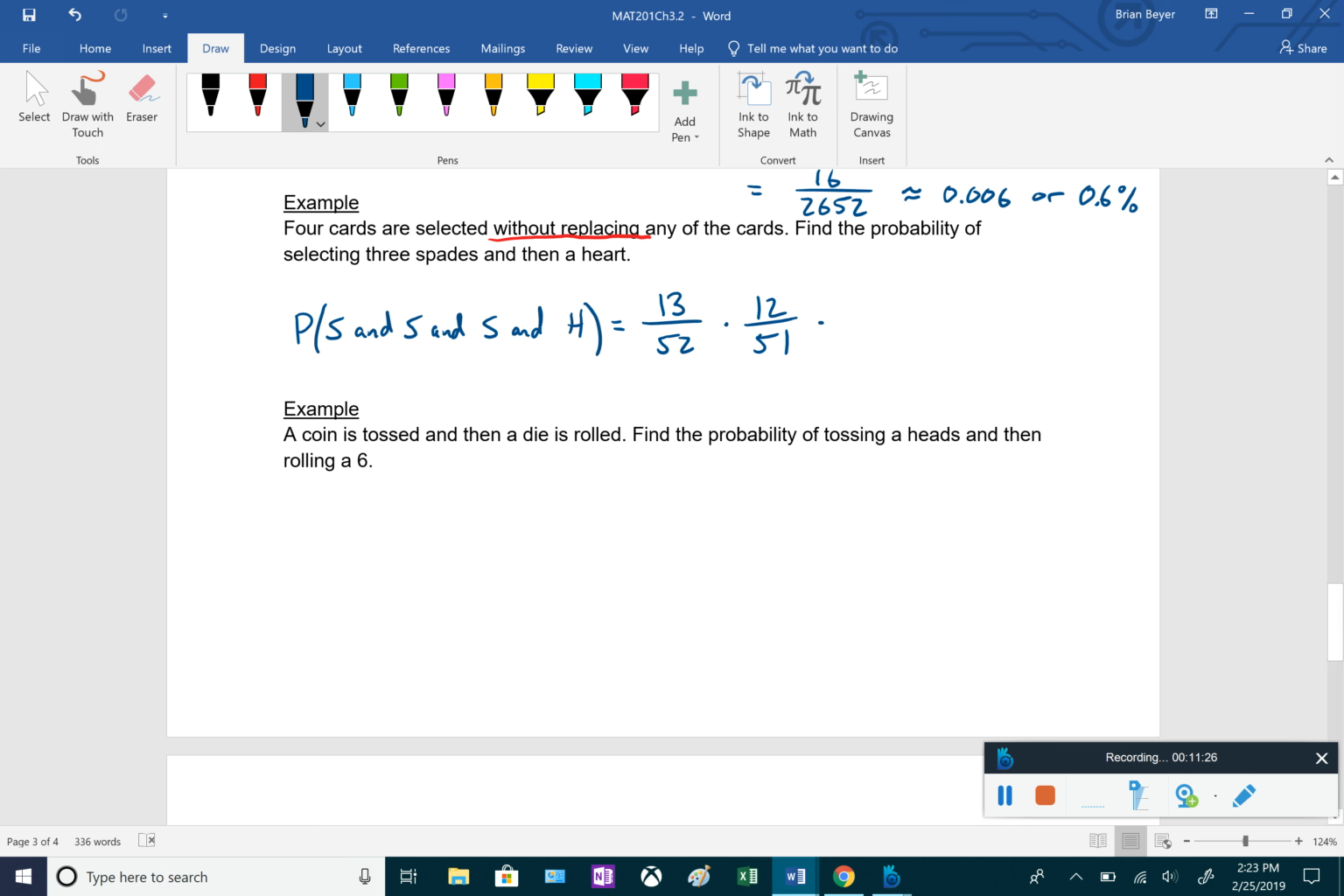For the third card, it's selecting a spade again. Now there's only 11 spades left and 50 cards left. Lastly, for choosing a heart, there's still 13 hearts left, and now there's only 49 total cards left. So we would have to multiply all this together. We would get 17,160 divided by 6,497,400. And this is approximately 0.0026 or 0.26% chance. So once again, pretty low probability of this happening.